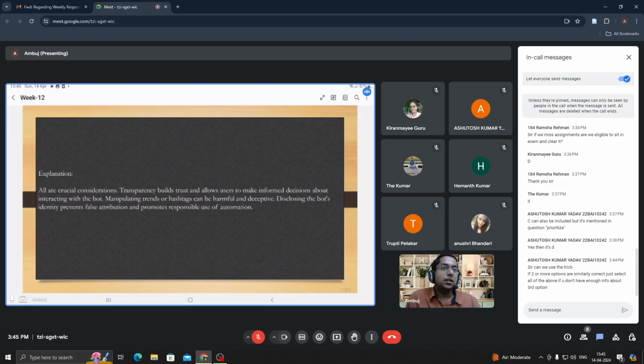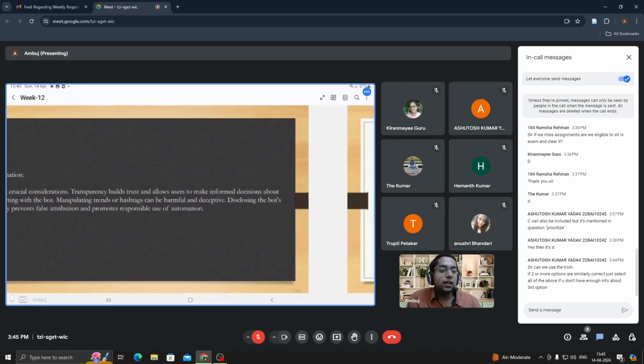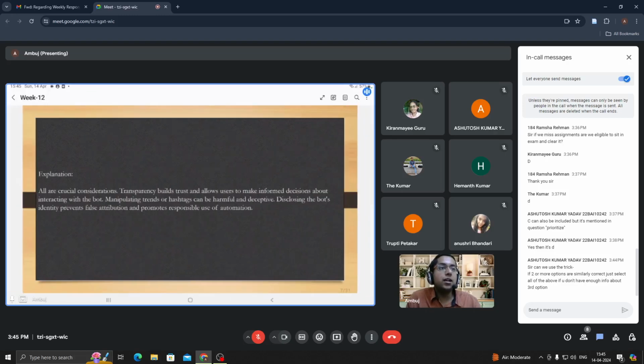Okay. Any doubts, anybody? If you are having any doubts, please unmute yourself, ask the question. Otherwise, please do confirm that it is clear, then we'll move forward. Okay. Kiran is saying clear. Anushri is saying clear. Anybody else? Any doubts?